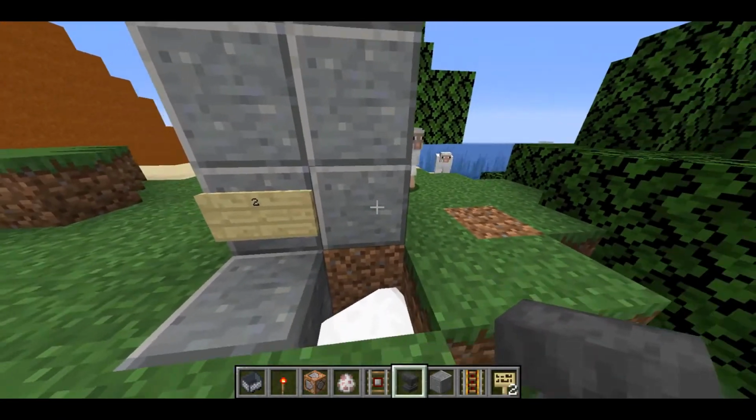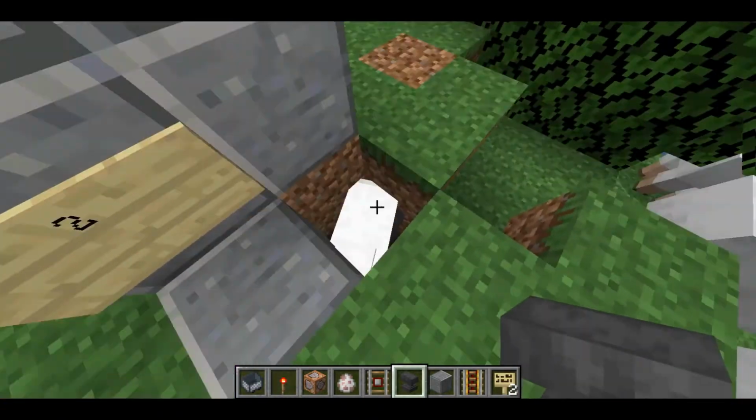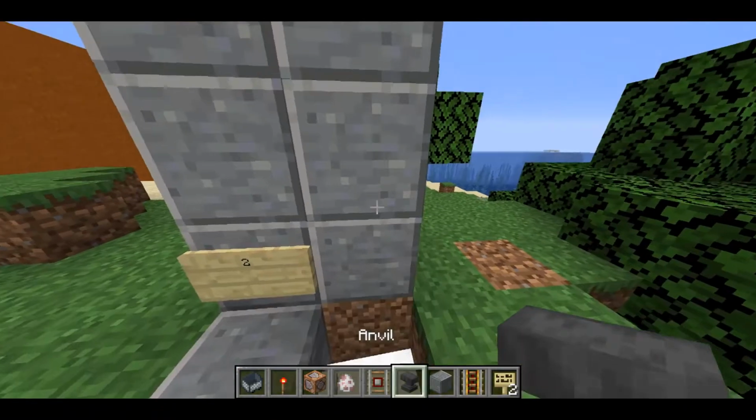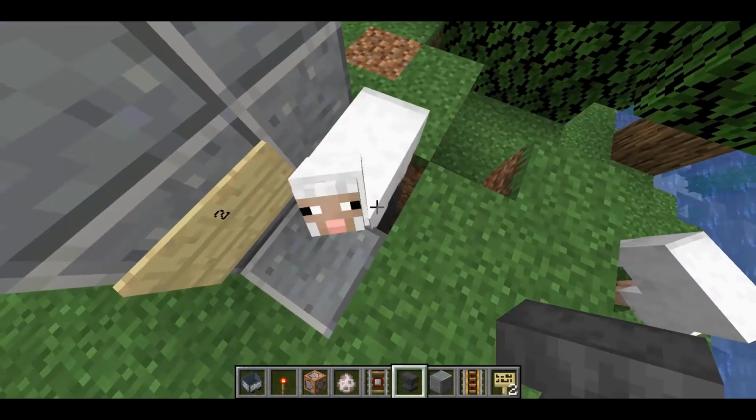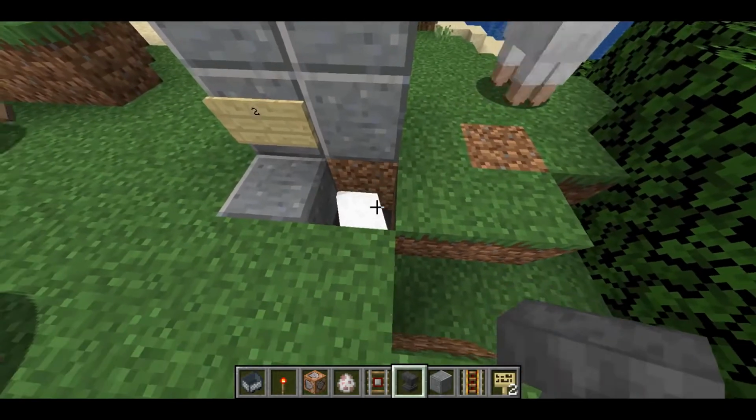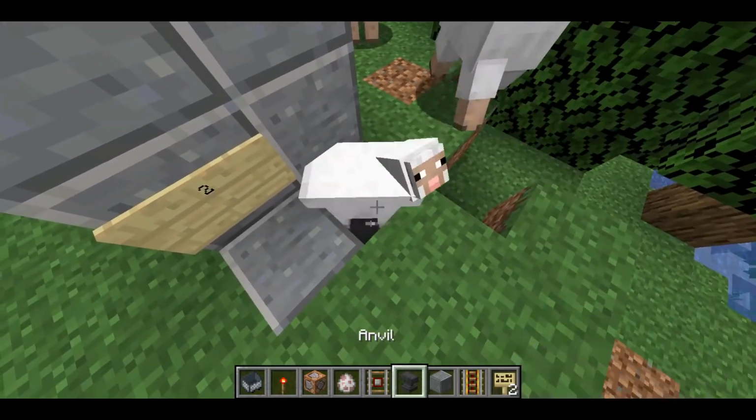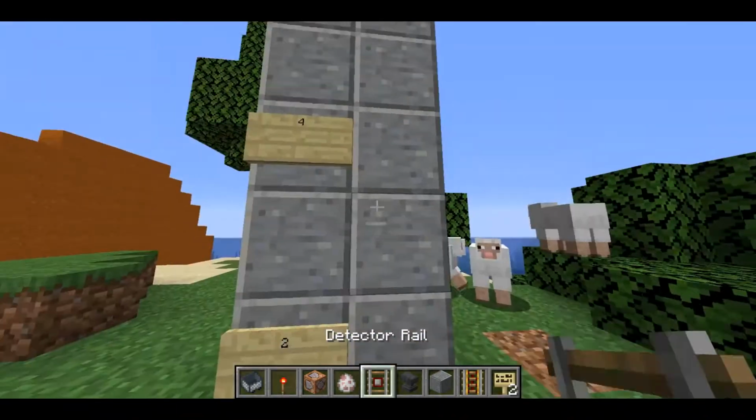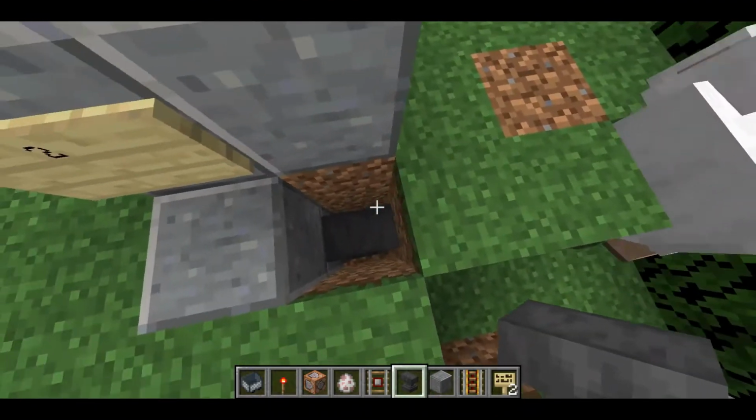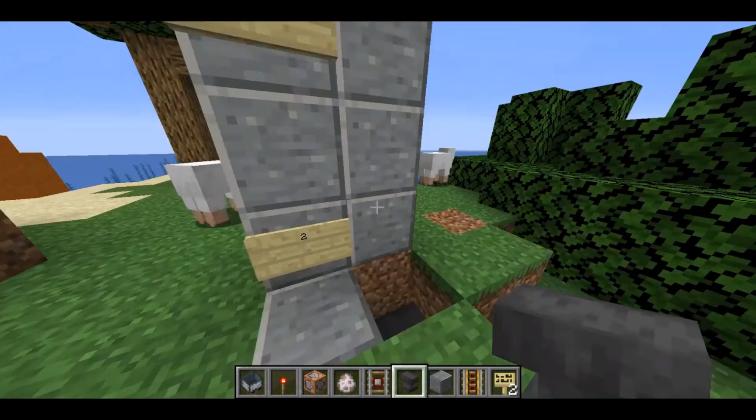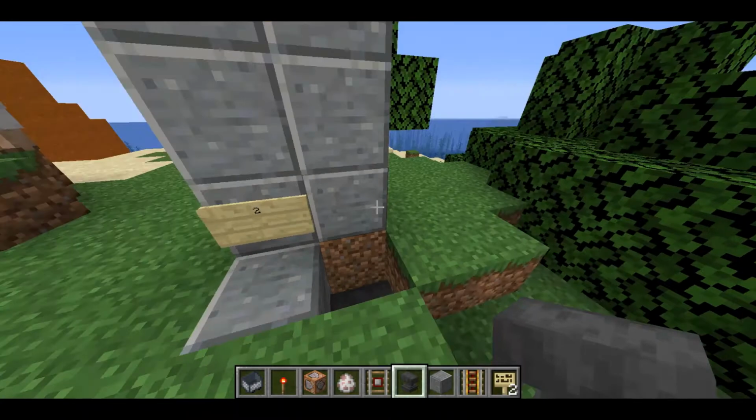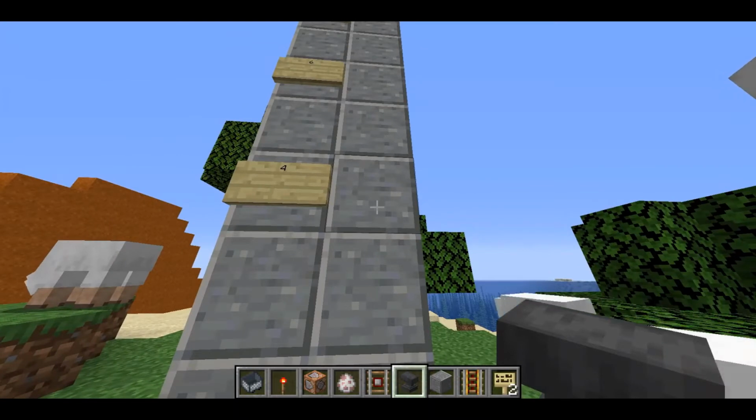So 2 meters, let's check. The sheep survives. Let's go 3 meters. Nope, that didn't do it. 4 meters. Nope. Let's go 5 meters. And that's what it takes to kill a sheep in Minecraft, is 5 meters of an anvil falling down. And we'll go over and do some calculations to figure out the force required to kill this unfortunate animal.